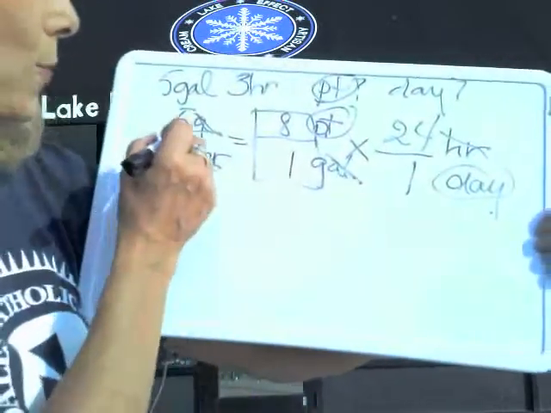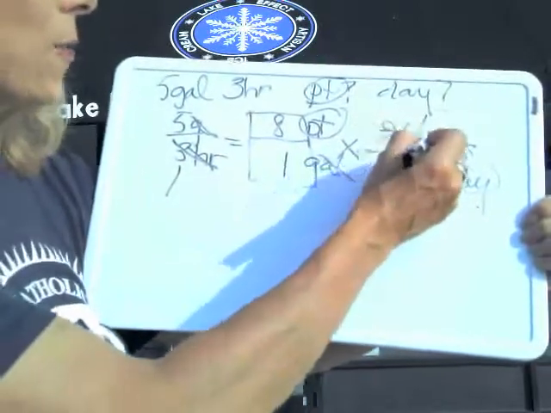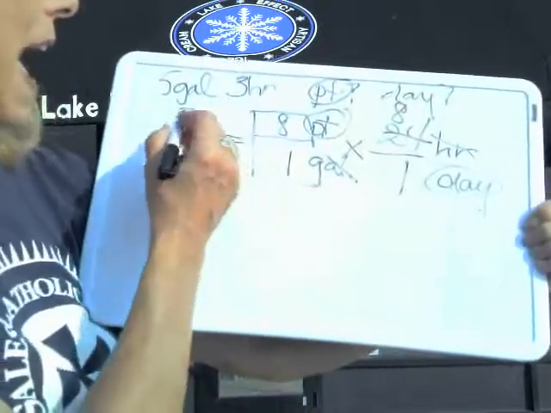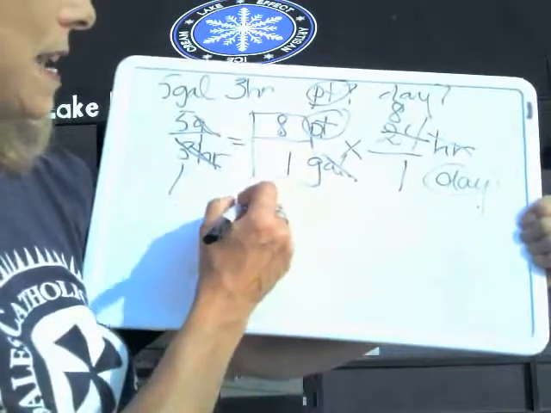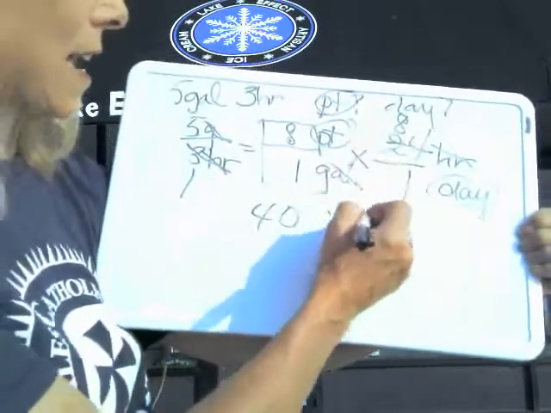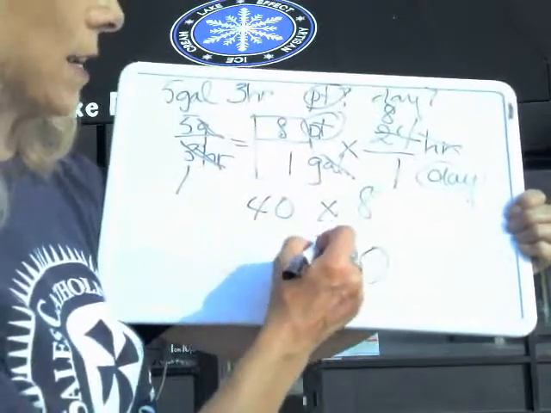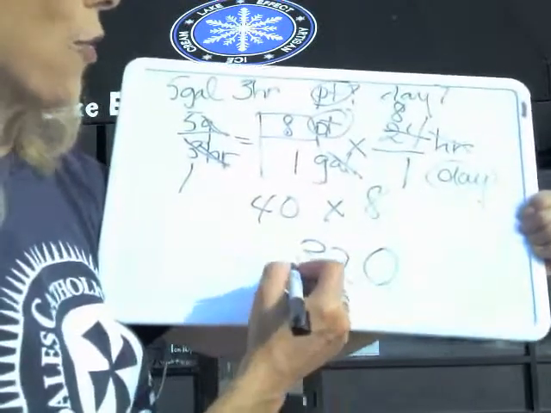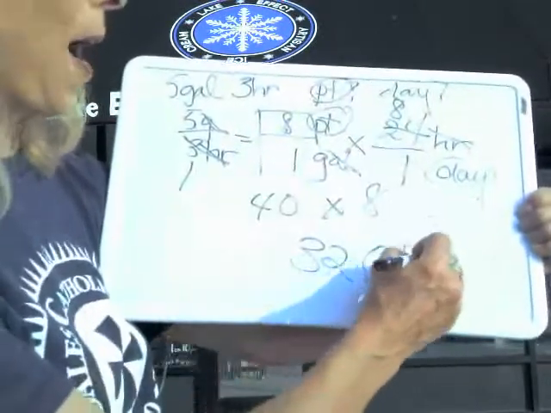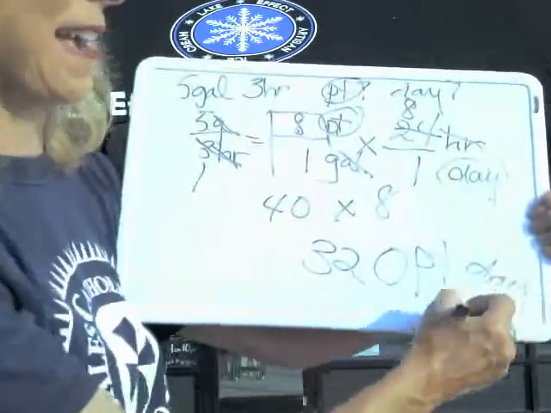In fact, I can cross reduce 3 into 3 once, 3 into 24, 8. I get 5 times 8 is 40 times 8. 8 times 0 is 0. 8 times 4 is 32. 320 pints a day. Not too bad, not too hard.